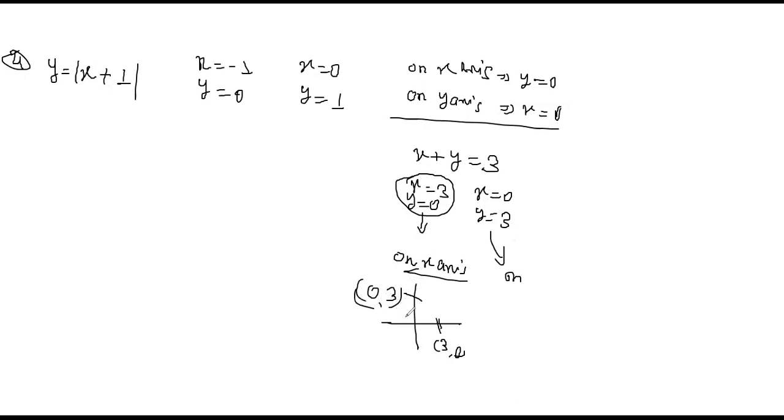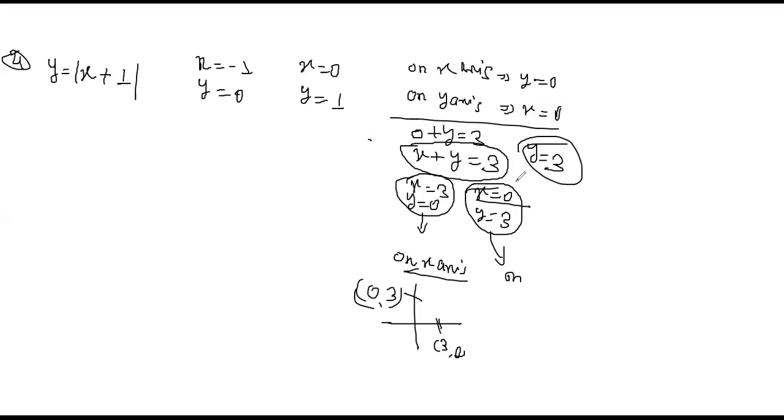How did you get 3, 0 and 0, 3 from x plus y equals 3? I took another example this time. If you take x equal to 0, then 0 plus y equal to 3, you will get y equal to 3, yes or no? So x equal to 0 and y equal to 3, where will it be located? On the y-axis or on the x-axis? On the y-axis.